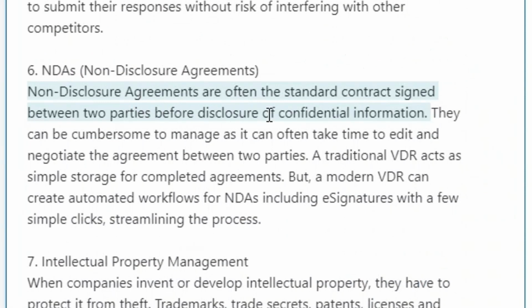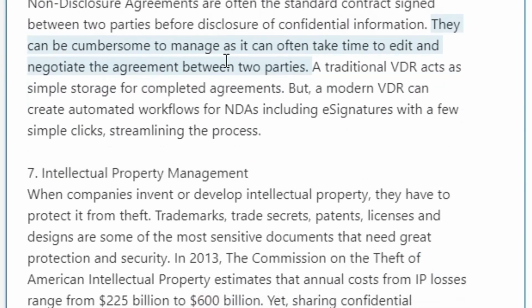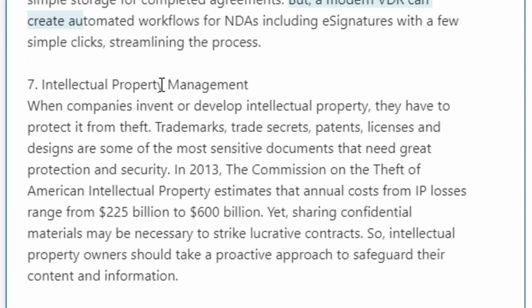6. NDAs, non-disclosure agreements. Non-disclosure agreements are often the standard contract signed between two parties before disclosure of confidential information. They can be cumbersome to manage as it can often take time to edit and negotiate the agreement between two parties. A traditional VDR acts as simple storage for completed agreements. But a modern VDR can create automated workflows for NDAs, including e-signatures with a few simple clicks, streamlining the process.